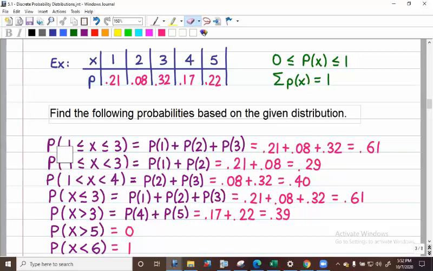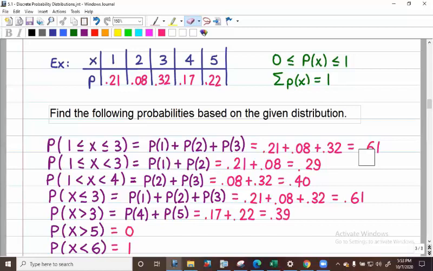Between 1 and 3, notice it has equals at both ends. So that's going to include 1, and it's going to include 3. That means X is, because it has equals at both ends, 1, 2, 3. So the probability that X is between 1 and 3, also known as inclusive because it includes both ends, you would just add up the 3 probabilities, 1, 2, 3. So you get this final answer of 0.61. As long as you know the things to add up, it's easy. But you have to figure out the right things to add up.